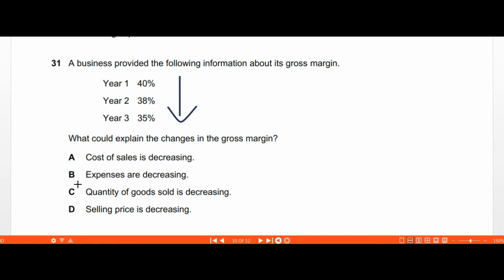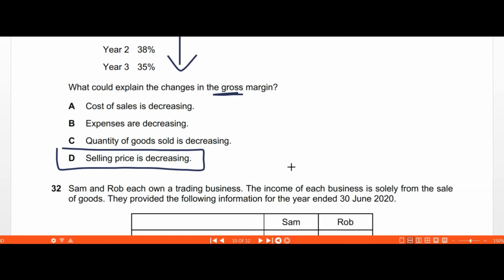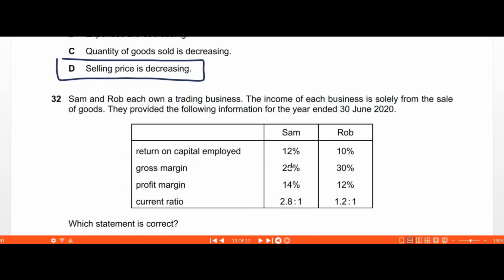So A is wrong. B, expenses are decreasing. Expenses have nothing to do with gross margin, that is part of net profit margin. C, quantity of goods sold is decreasing. Again, if the quantity of goods sold is decreasing, this will not be the case over here. And D, selling price is decreasing, so yes, selling price will be affecting the gross profit. Selling price is the reason why the gross profit margin will be declining. Moving on to question number 32.